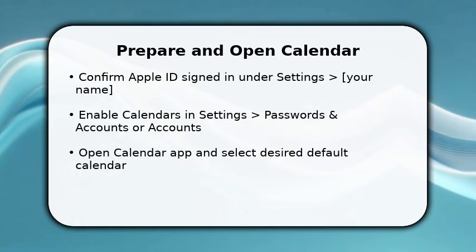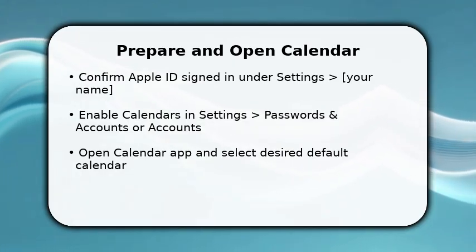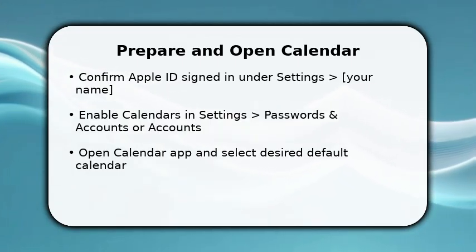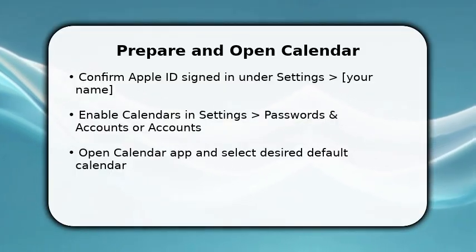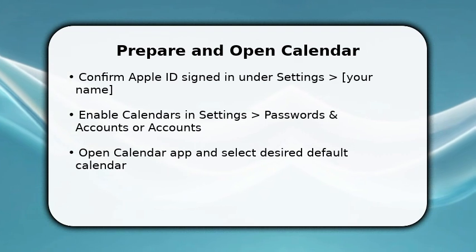Make sure iCloud syncing is turned on for calendars so entries appear on all devices. This step prevents lost events and saves time later. It also establishes the correct account context before you create your first series of events.